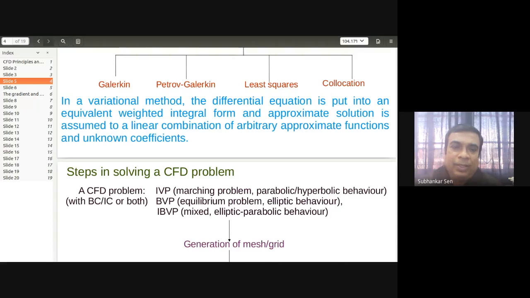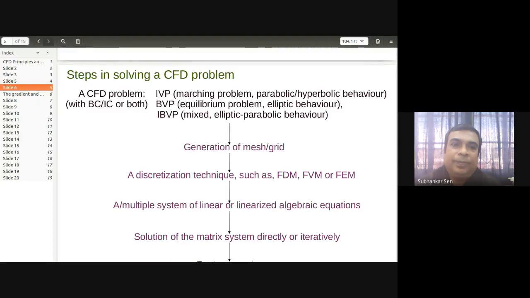Now we are showing the steps in solving a CFD problem. When we talk about a CFD problem, what are the requirements?